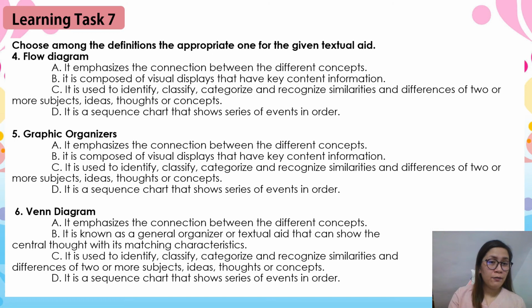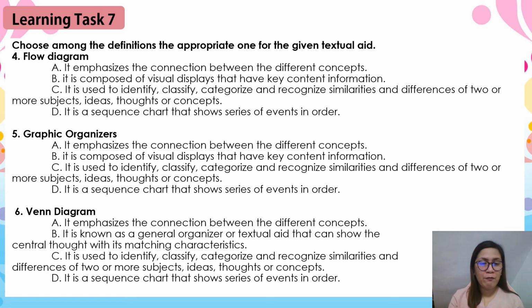The number 4 is a flow diagram. Does it mean A. It emphasizes the connection between the different concepts? Is it B. It is composed of visual displays that have key content information? Letter C. It is used to identify, classify, categorize, and recognize similarities and differences of two or more subjects, ideas, thoughts, or concepts. Or letter D, it is a sequence chart that shows series of events in order.